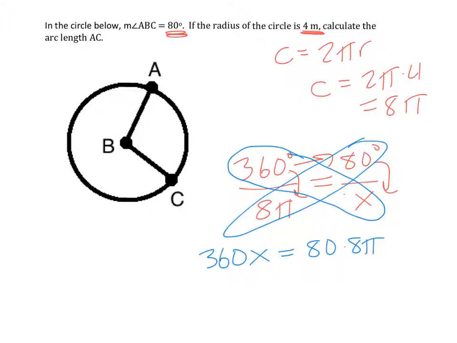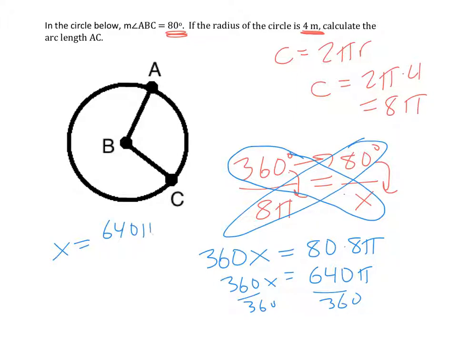And now it's just a matter of solving for x. So 80 times 8, 8 times 8 is 64. So this would be 640 pi equals 360x. And then we'll divide both sides by 360. So we're going to get x equals 640 pi over 360.